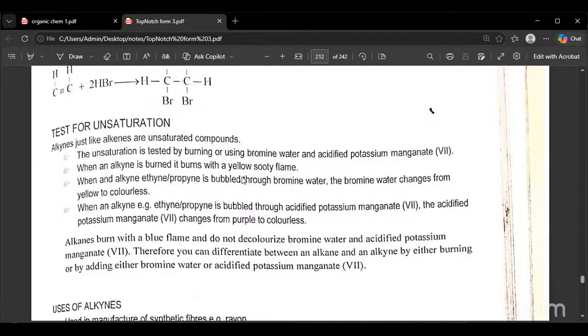Now the only problem is knowing the color. Bromine water is normally yellow when it has impurities. But if you can say orange, it is what is mostly used in many schools. If you are given bromine water in your KCSE, most probably it will be orange, red-brown, orange or yellow, depending, but it will change to colorless.